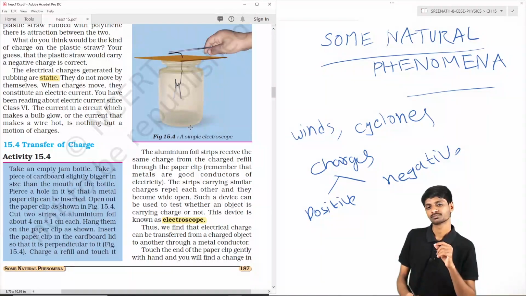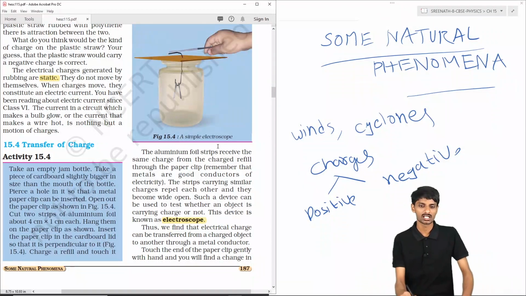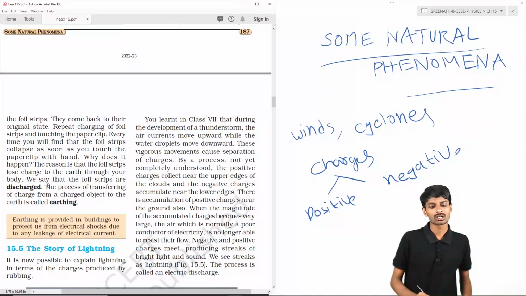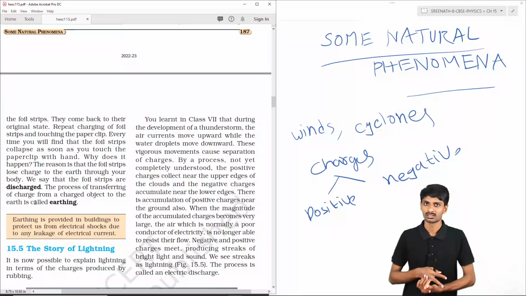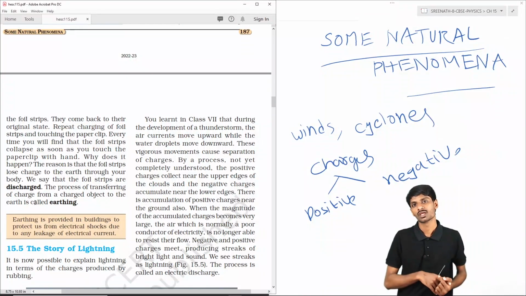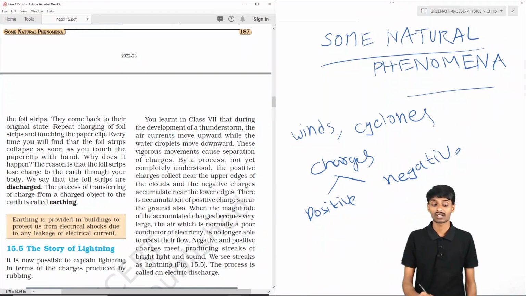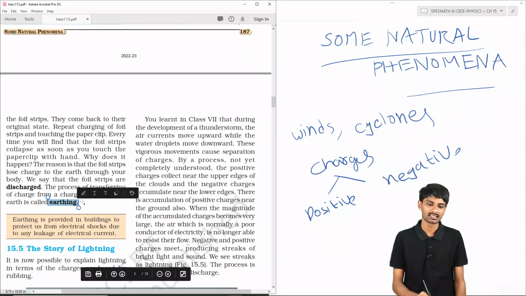So charge can transfer, charge can move. We call this discharging, and the foil strips are discharged. Previously they were charged, now the aluminum foils are discharged. Charge moved from the aluminum foils to your hand and goes to the earth. The process of transferring charge from a charged body to the earth is called earthing.